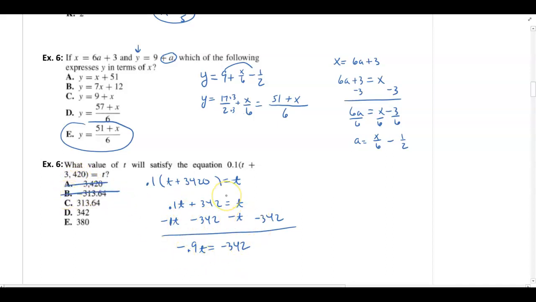Right away, you know a negative divided by a negative is going to give you a positive. Eliminate a and b. Now, when I divide that by 0.9, right, I end up getting t is equal to 380, which is letter E.